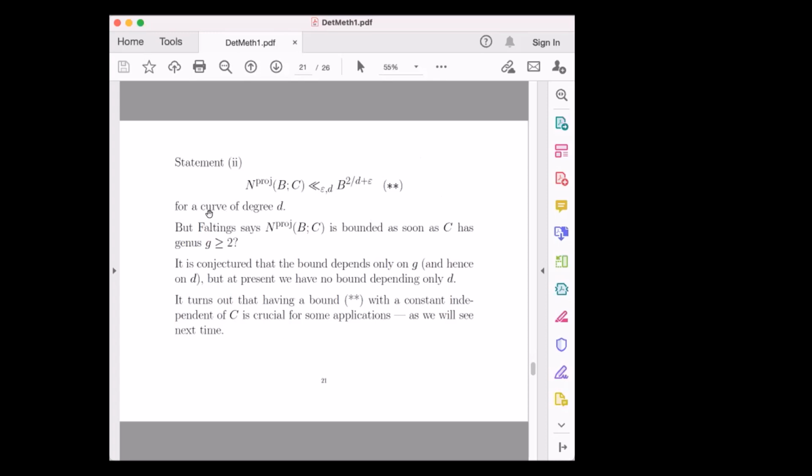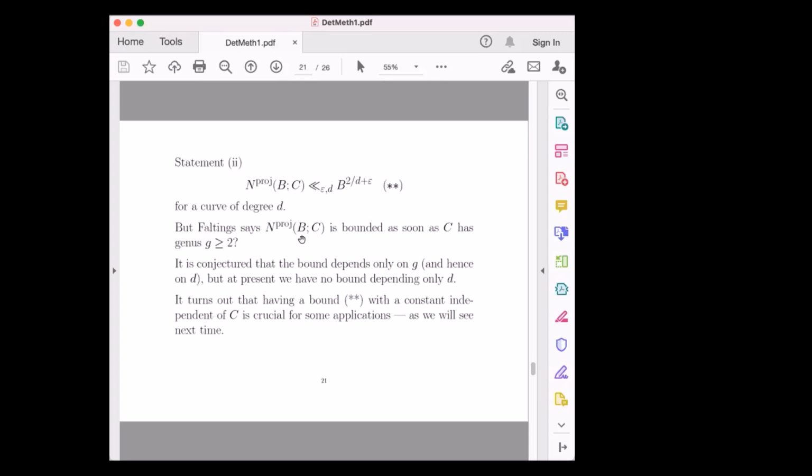So let's look closer at statement 2, which said that if you have a curve defined by a form in 3 variables, then the count for projective points is of order B to the 2 over d plus epsilon, where d is the degree. Now, I hope you're familiar with the theorem of Faltings that says that if you have a projective curve and the genus is at least 2, then there are a finite number of points. So this counting function is bounded.